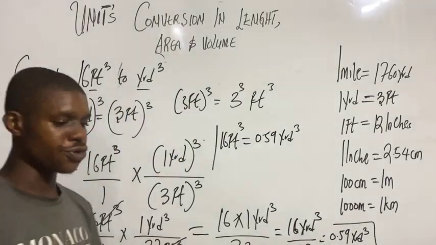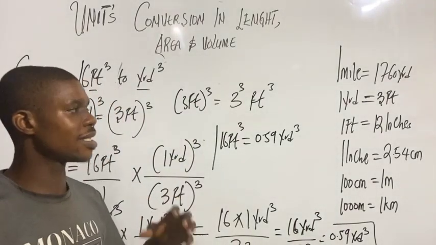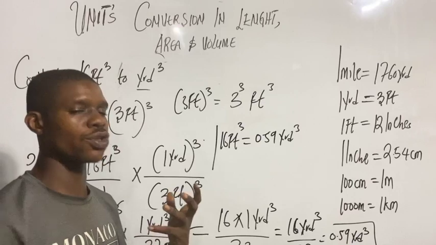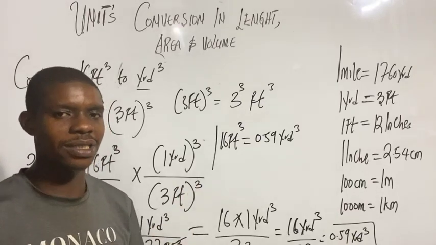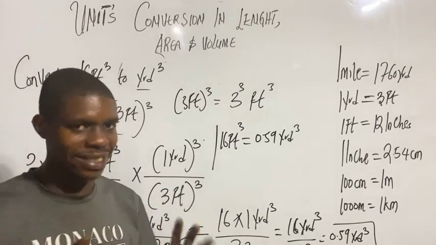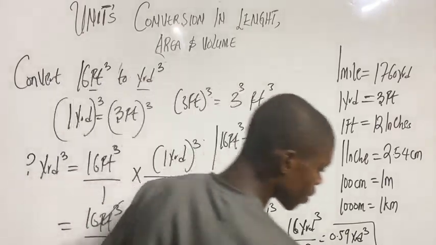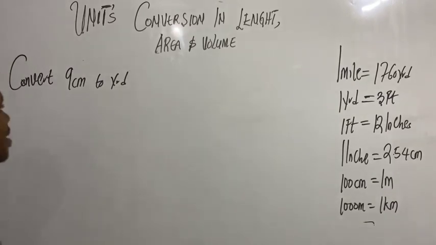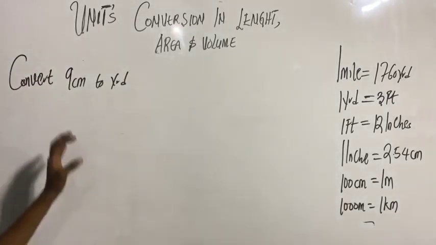Do you understand now? So now let's take another one that is not a direct relationship, because the ones we have been doing so far have a direct relationship. So let's take the one that is not a direct relationship and see how we can convert it. Look at this one on the board here. 9 cm to yard. So how do you convert it here?